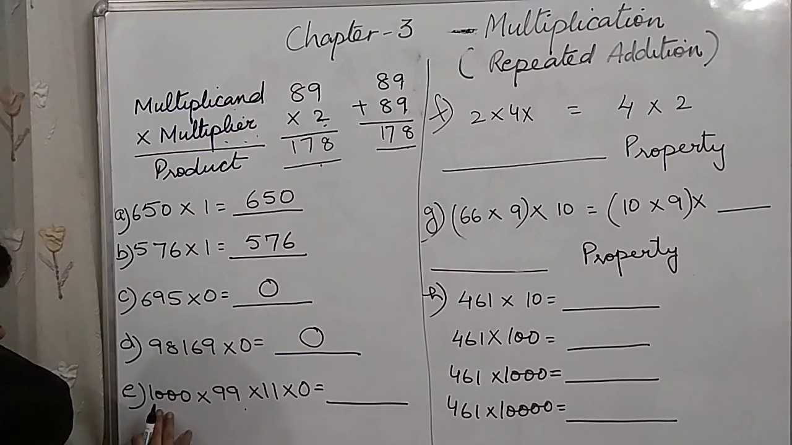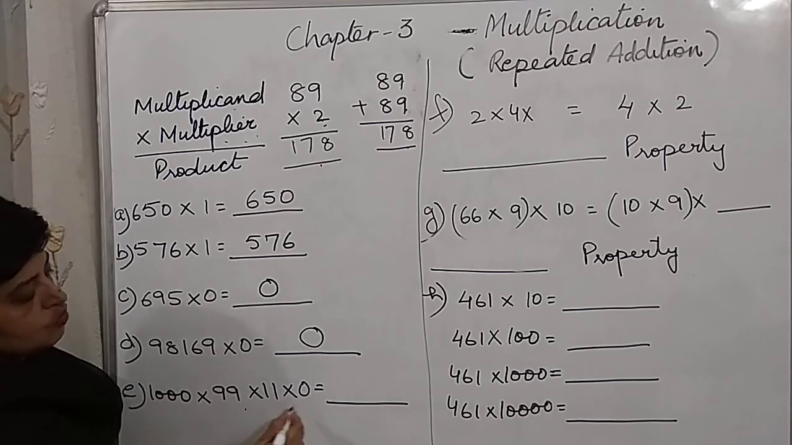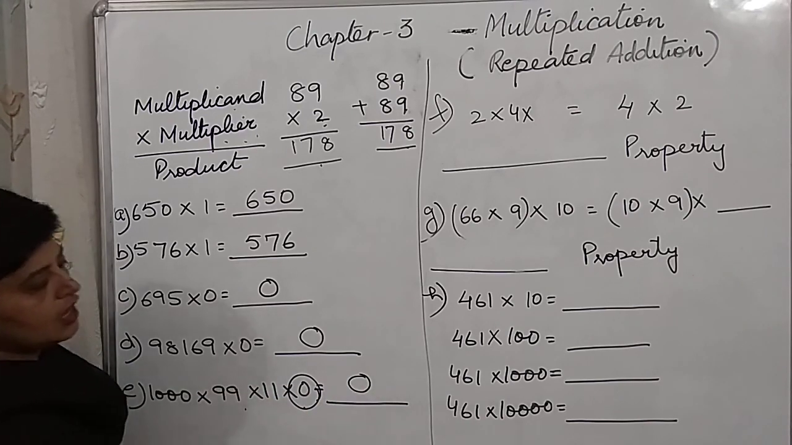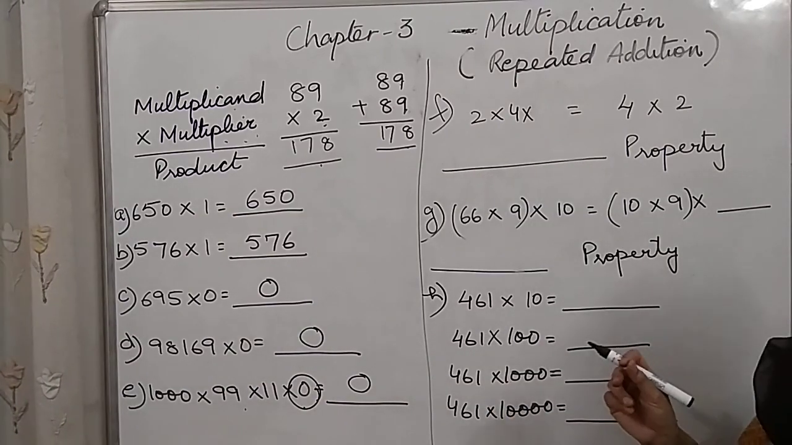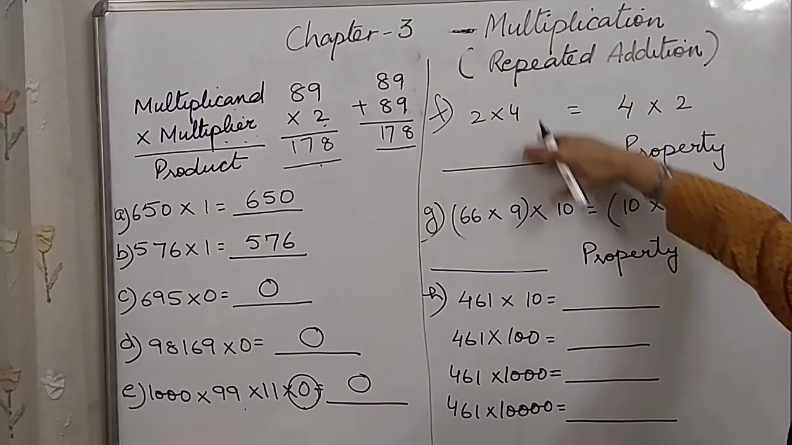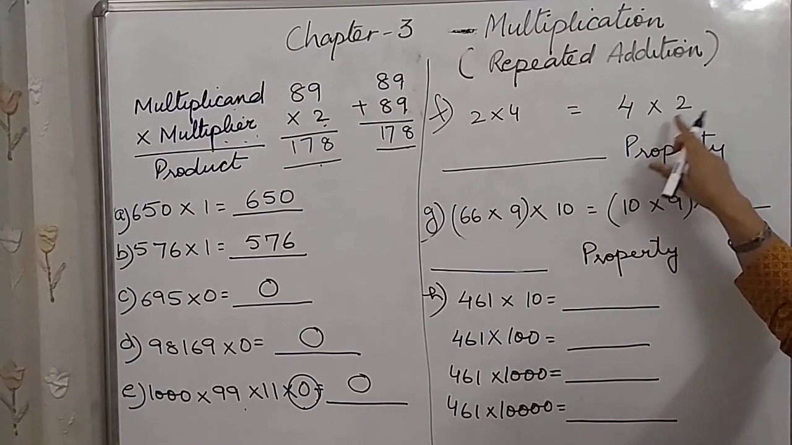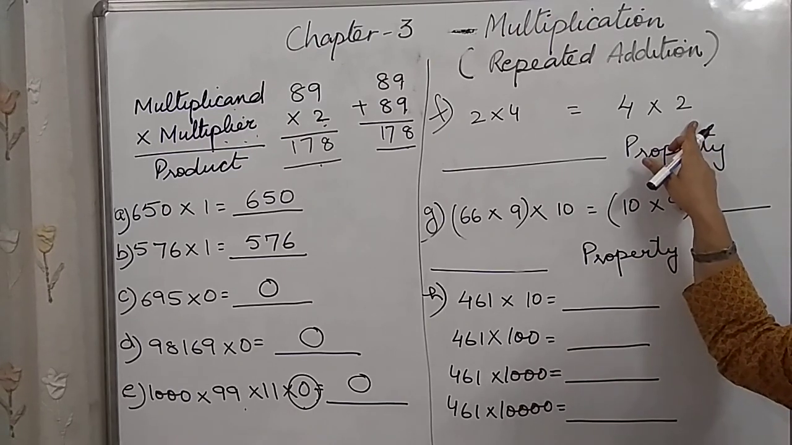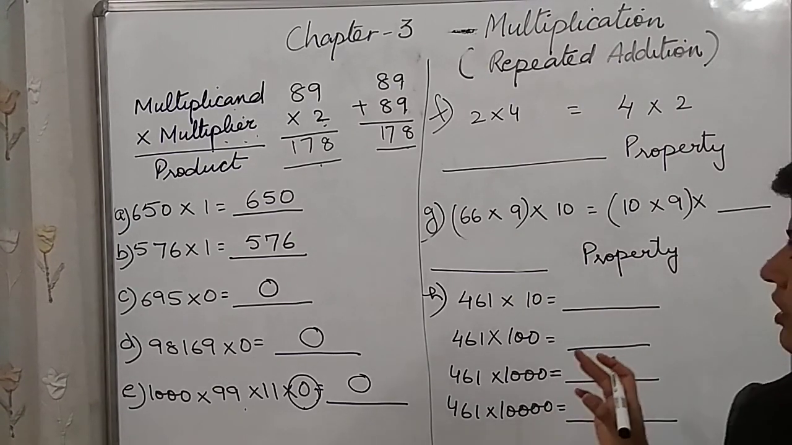Now here, 4 numbers are being multiplied: 1000 multiply 99, multiply 11, multiply 0. So, we need not multiply since one of the numbers is 0. Therefore, the answer will also be 0. Now, look at this question. 2 multiply 4 is 8. 4 multiply 2 will also give us 8. So, if we change the position or order of the numbers, the product will not change.